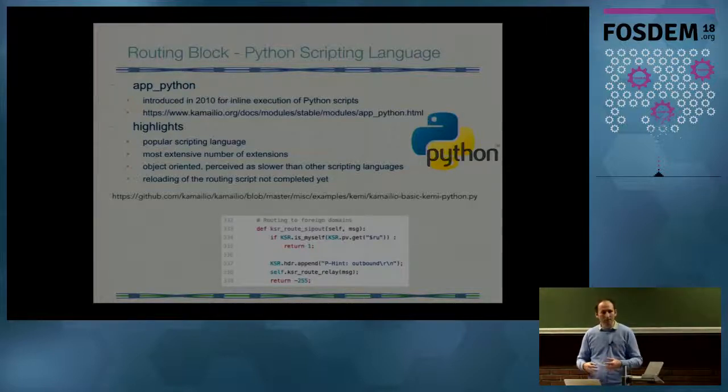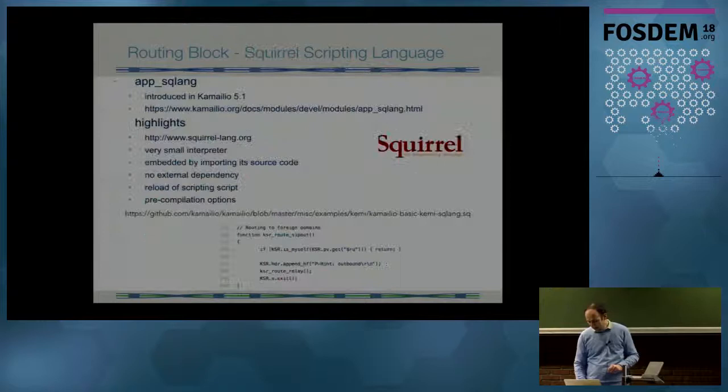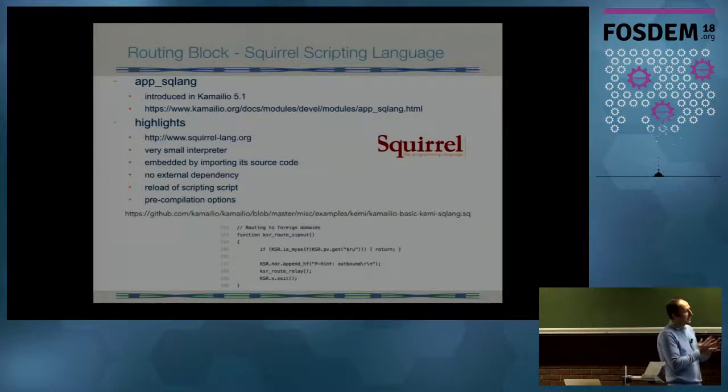From the Kamailio point of view, you just get a new module, KSR, standing for Kamailio SIP Routing, with a lot of other submodules and functions. And the last one I have implemented is Squirrel, which more or less split from Lua, because Lua is a bit loose in terms of the grammar of the language itself, and this guy, more or less the one main developer, tried to have a more strict scripting language. On that matter, it's quite fast as I tested, but in terms of extensions and the structure of the language, it's also quite limited because it's not that popular.